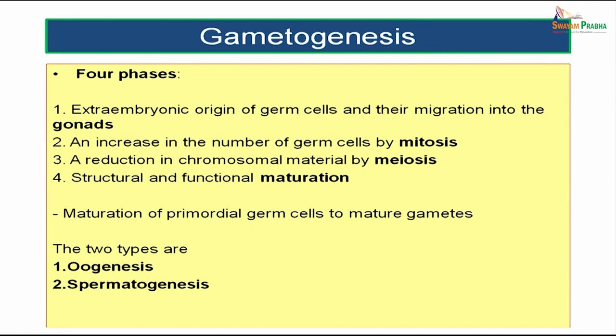Gametogenesis can be discussed under four main phases. What are the four main phases? The first phase is extra embryonic origin of germ cells and their migration to the gonads. The primordial germ cells, we have already mentioned, are seen at the yolk sac and they then migrate to the developing gonads. So that is the extra embryonic origin of the germ cells.